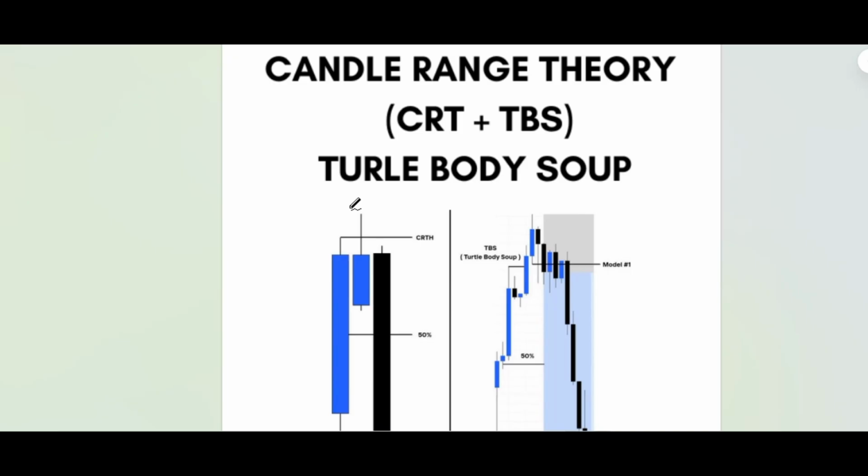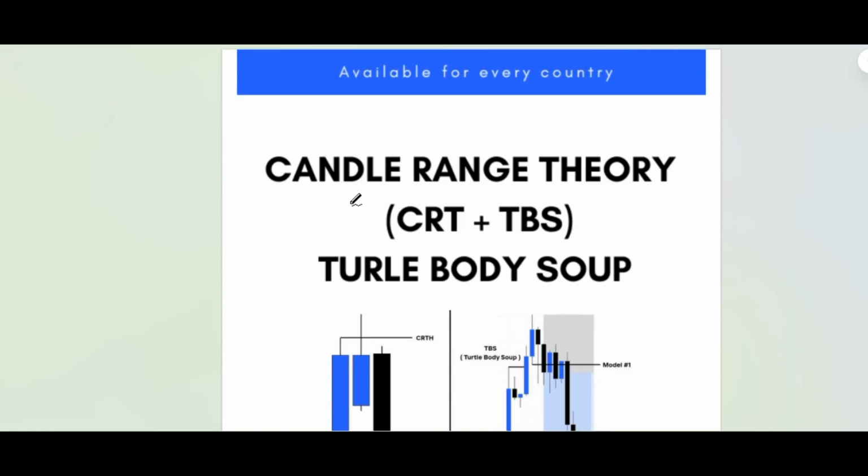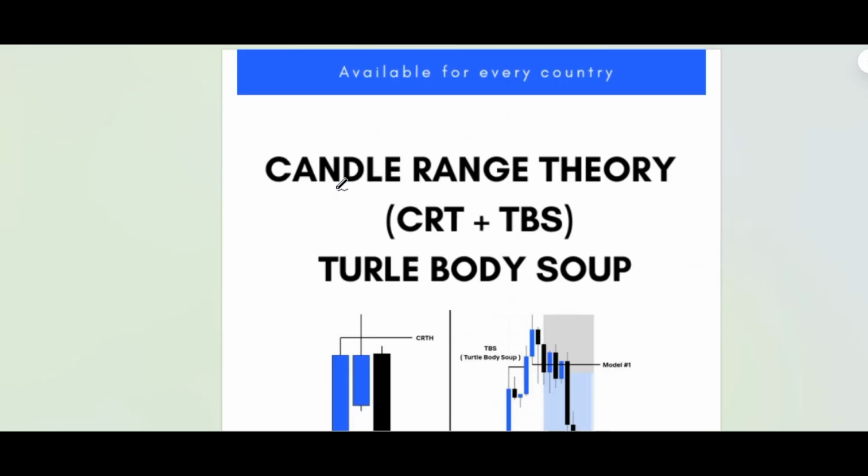My plan is to go through this book, The Candle Ring Theory, in bracket CRT plus TBS, which stand for the Turtle Body Soup. And for this one, it's all about the three candle or the power of three, whereby the first candle is what we call accumulation. The second candle is the manipulation, and the third candle is the distribution. So for every trader, this is what you need to master.